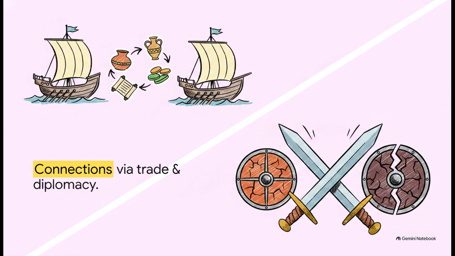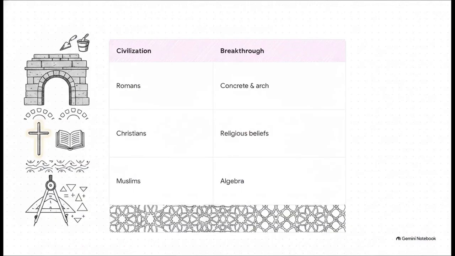Sometimes that interaction looked like sprawling trade networks, sharing ideas and diplomacy. Other times, it looked like devastating war. We're going to look closely at these interactions to understand exactly how the modern map was drawn through both the sword and the merchant ship. Out of this intense era of connection and conflict came some of the most enduring legacies in all of human history. Let's break down some of these late ancient milestones.